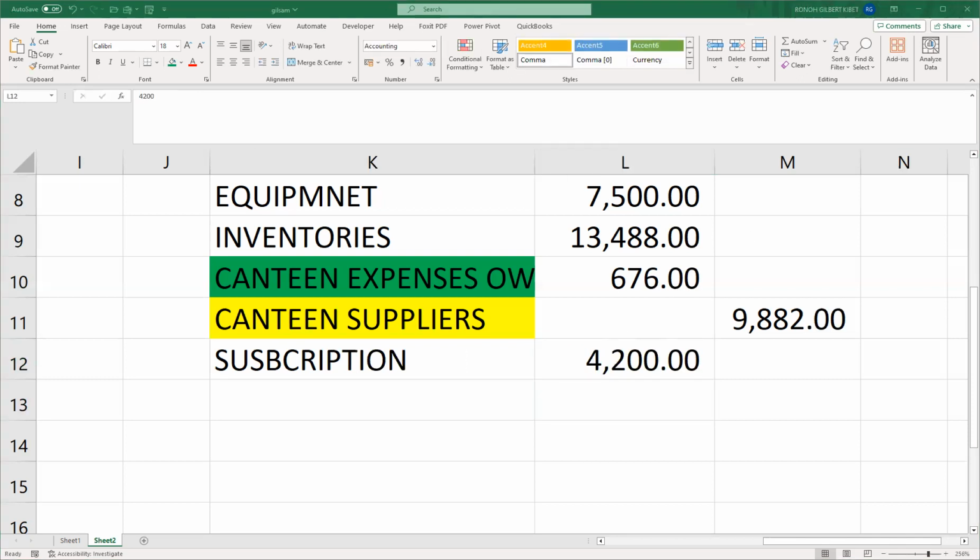Then I continue with the information. The following balances were available as at 30th June 2017 and 2018. I only need 2017, which I have already accounted for: canteen expense owing, we have inventory, and we have the suppliers.